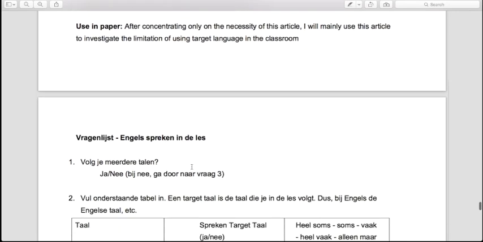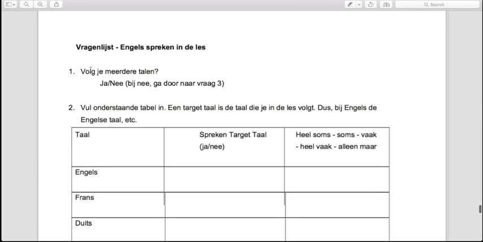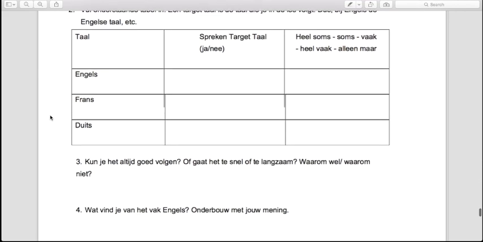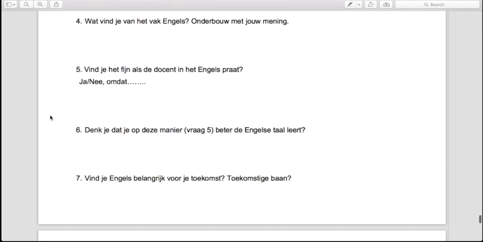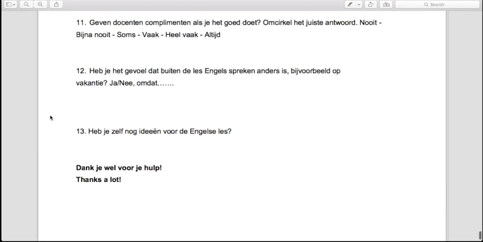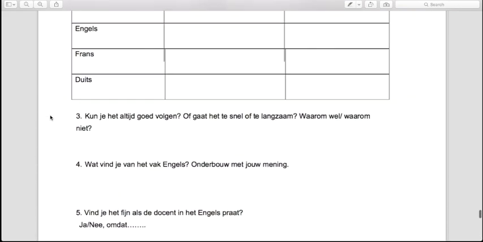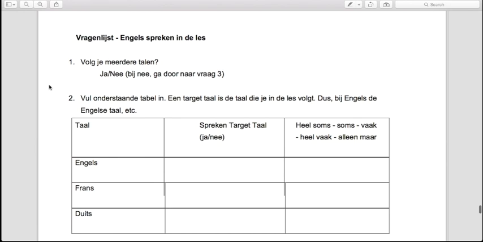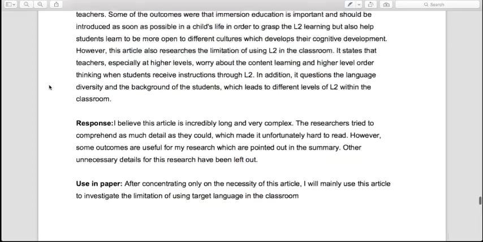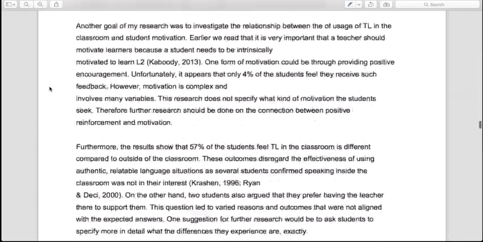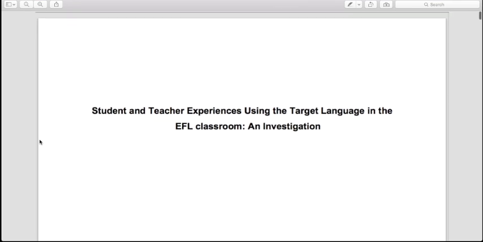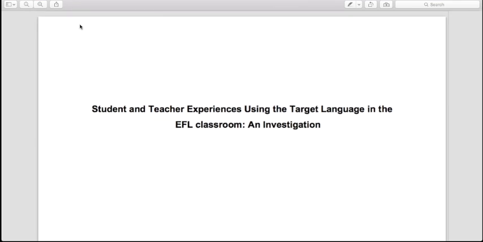And then last, the person include the enquête, the questionnaire, the vragenlijst, which they did in Dutch, which is fine. And keep in mind that you don't have to create your own vragenlijst. If you like, you can use the ones that we already have in both English and Dutch on the Brightspace page. All right, so this is a complete paper, just to give you an idea what we're looking for. I hope this helps.